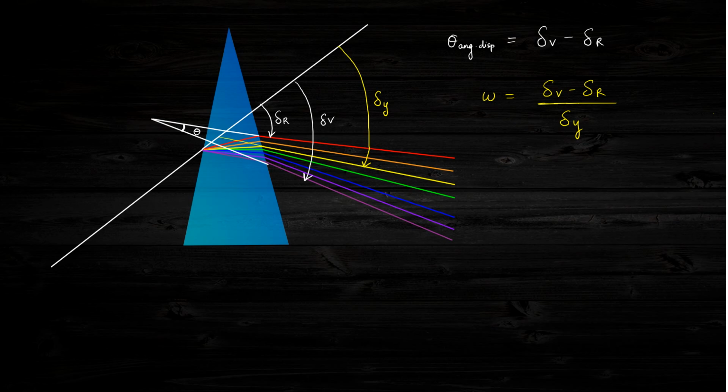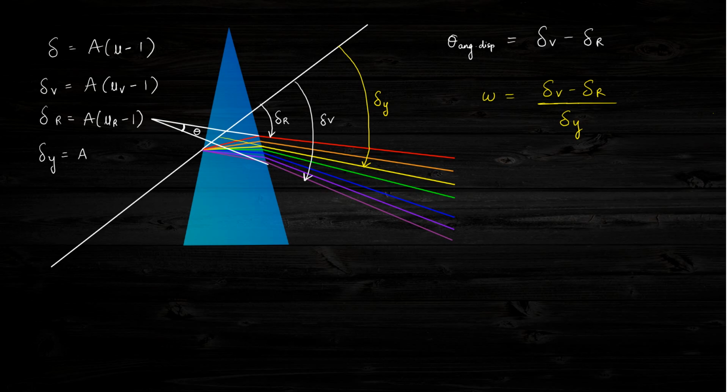In case of thin prisms, we know that delta is given as A into mu minus 1. So this is in case of thin prisms. And thus for thin prisms, delta of violet will be A into mu violet minus 1. And delta of red is going to be equal to A into mu red minus 1. Similarly, delta of yellow will be equal to A into mu yellow minus 1.